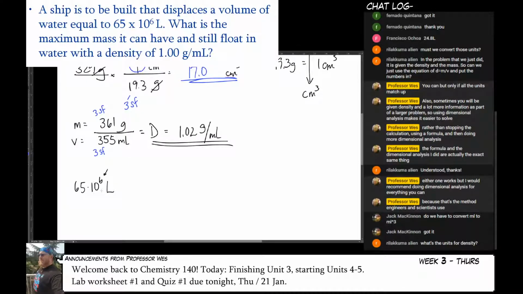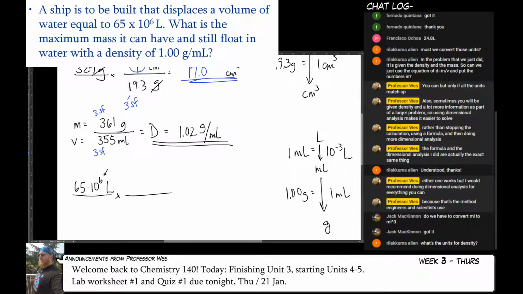So I want to figure out the maximum mass it can have and still float in water with a density of 1 gram per milliliter. So if I can turn my volume into a mass using the density of 1 gram per milliliter, I will find the theoretical maximum. So we need to turn liters into milliliters because our density is in grams per milliliter. And the density is 1 gram is 1 milliliter. And we know that 1 milliliter is equal to 10 to the minus 3 liters.